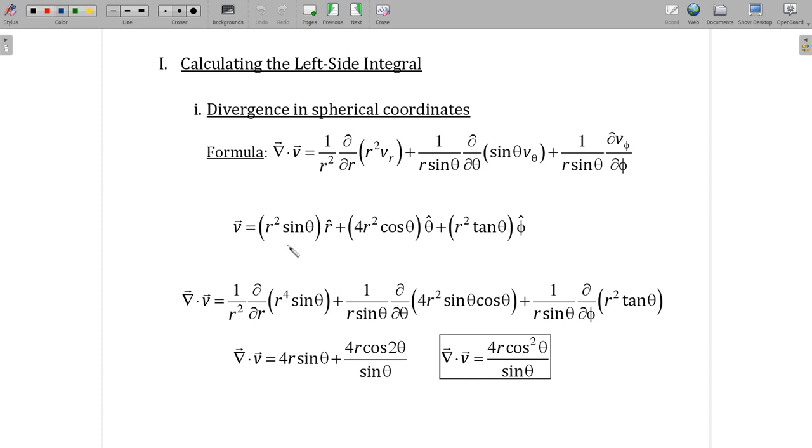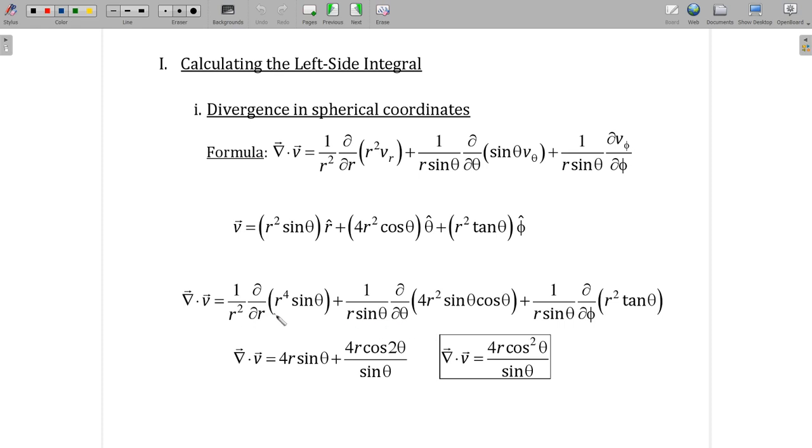So all I have done in this particular step is plug in these values of Vr, V theta, and V phi that we are given. So Vr is r square sine theta, V theta is 4r square cos theta, and V phi is r square tan theta. So we get this. To evaluate this divergence, we have to find these three partial derivatives.